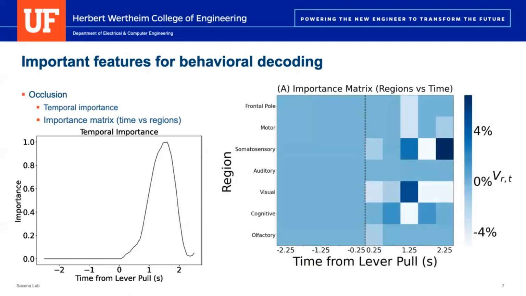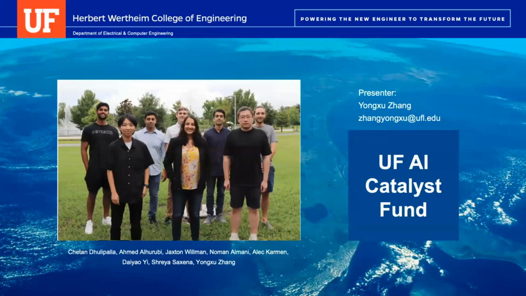This figure is showing the importance matrix of time versus region. We combine the subregions with the same function and occluded them together. Finally, we found the somatosensory, visual, and cognitive regions are important for decoding. And then we found the somatosensory region is the most important one. We are still working on extending these methods to the network with dynamic output weights.